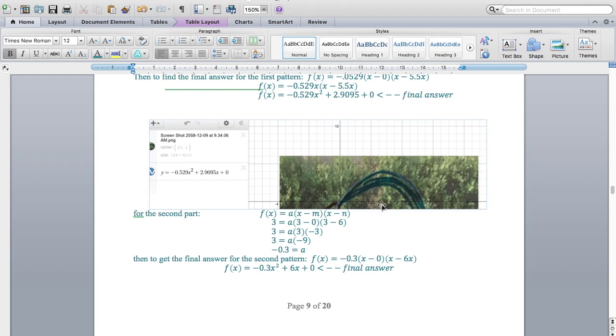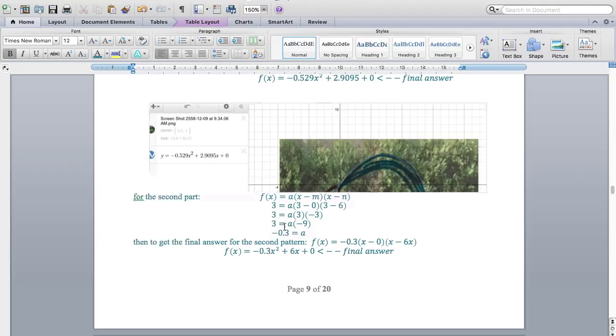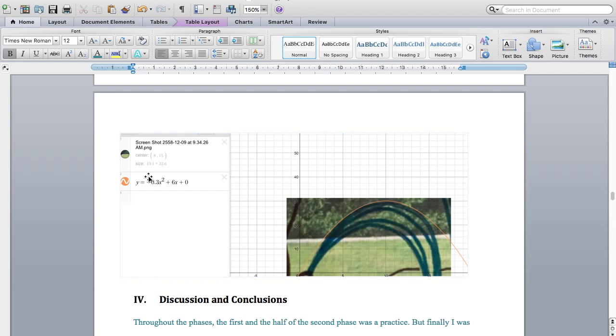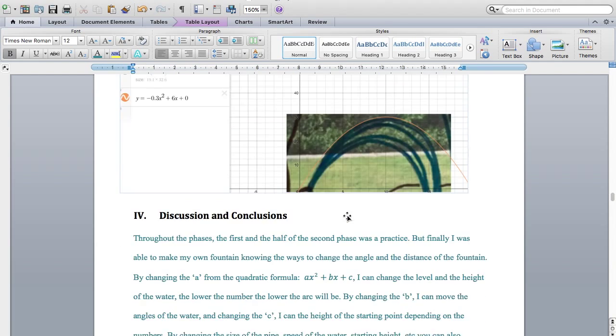And for the second part, we will repeat the exact same thing using the exact same quadratic formula, find the A, replace the A back inside the equation, and we'll get the final answer. And this is the graph in decimals.